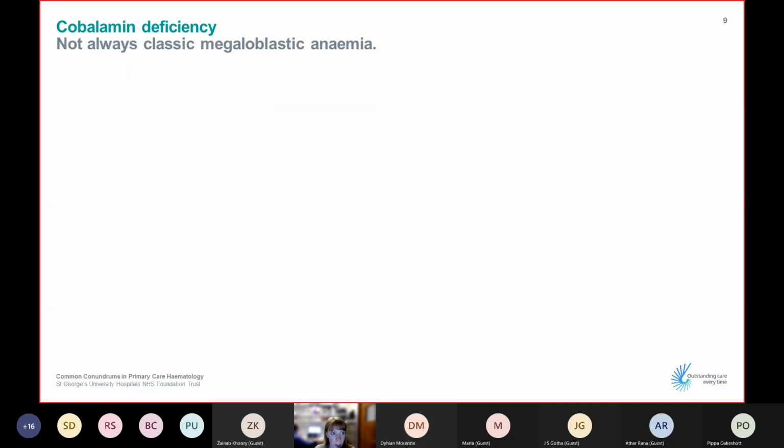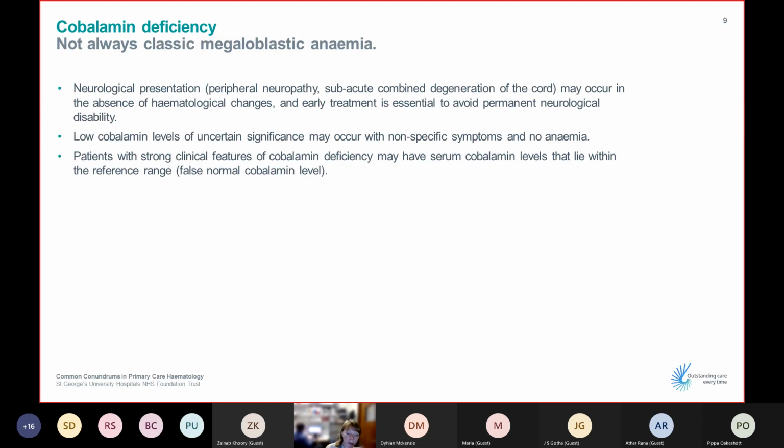So one of the things I really wanted to highlight about B12 deficiency is that most of the time it's not the classical megaloblastic anemia that we think of. Neurological presentations, such as peripheral neuropathy, may occur in the absence of any hematological changes, but early treatment is essential to avoid permanent neurological disability. Low B12 levels of uncertain significance may occur with non-specific symptoms and no anemia.